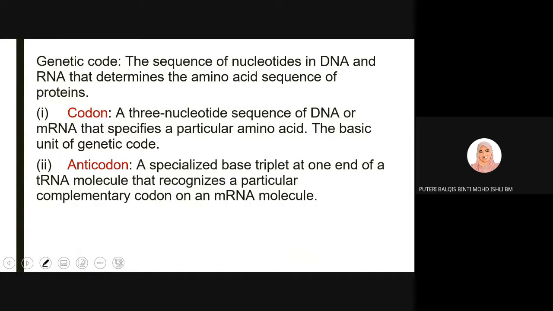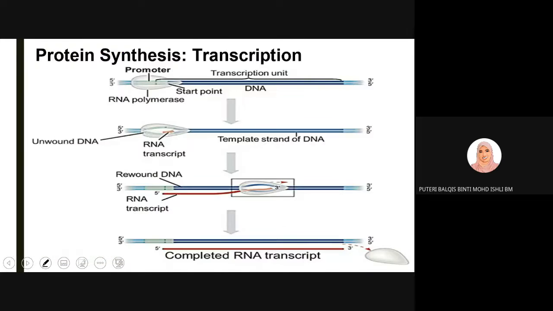So that is codon. We also have anticodon. Depends on how you pronounce it, make sure you spell correctly. The anticodon is located at tRNA. Sama juga kita baca sebagai triplet, tapi anticodon ni dia duduk dekat tRNA. So kita tengok tRNA.